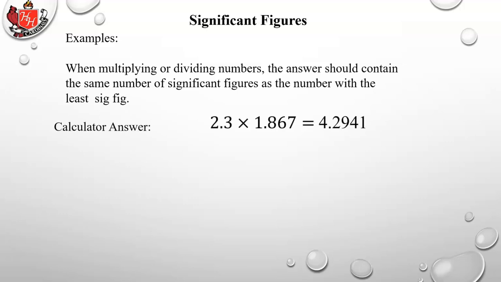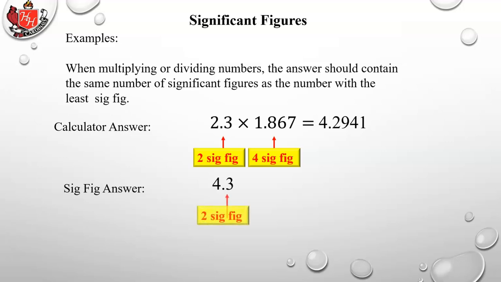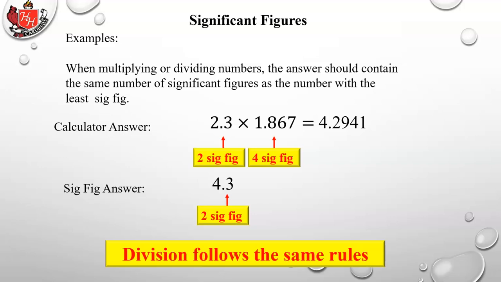So if you multiply these numbers, you'd get the calculator answer of 4.2941. So 2.3 has 2 significant figures, 1.867 has 4 significant figures, therefore the answer can have only 2 significant figures. It's whichever one of those is the least number of significant figures, so the answer would be 4.3. And the rules for division would be the same. So if you understand this one slide, you understand almost everything you need to know about significant figures.